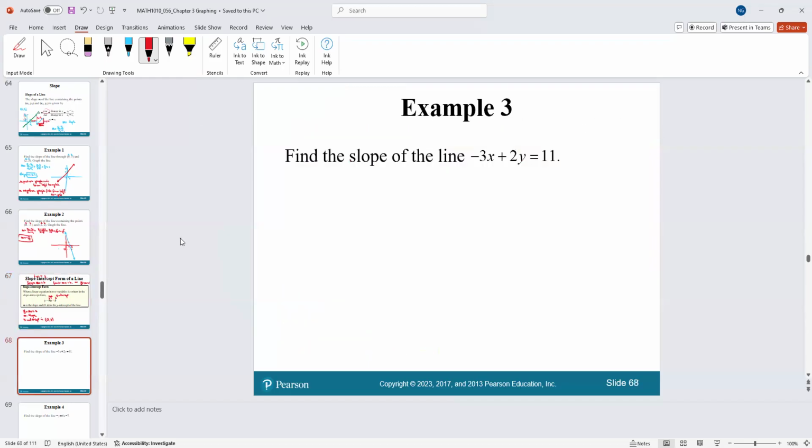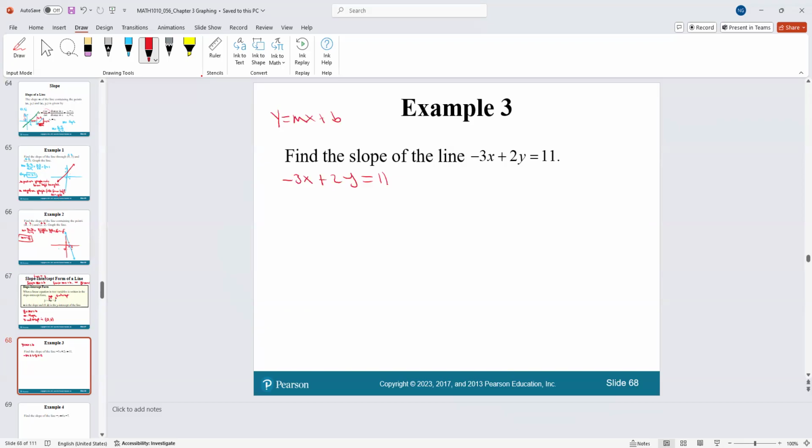Now let's go with some examples very quickly because we need to see how to find the slope and the y-intercept. Remember, we must have y equals mx plus b. So I need to solve for y, because here I have negative 3x plus 2y equals 11, and on one side you must have only y.